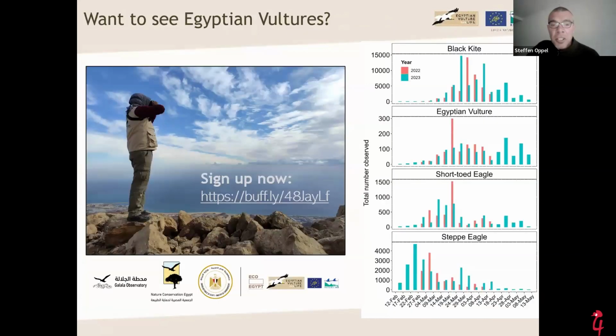If you want to see Egyptian vultures, you can now sign up to the spring migration count in Galala. Galala is a new bird observatory that we established during this project in Egypt, and our partners from Nature Conservation Egypt have established this as an annual bird migration count, and it runs from mid-February until May. And you can sign up as a volunteer if you would like to join. So this is the link. Maybe we can post it in the Zoom chat as well. And you can join Khaled and Haitham on the rocks above the Red Sea, where you can see thousands of Egyptian vultures and steppe eagles and white storks migrate north during the spring migration.